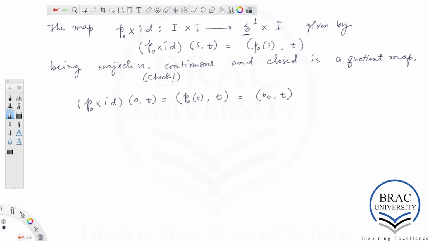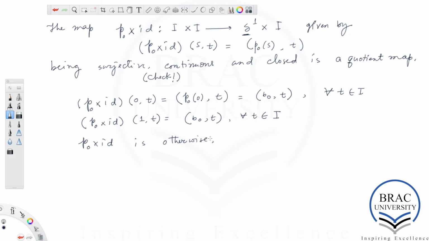And since it ends at the same point B0, since it's a loop, P0 cross ID evaluated at 1, comma t is also B0, comma t. And they hold for all t in the unit interval. Now, P0 times ID is otherwise injective on 0, comma 1 cross I. See that P0 cross ID is a map from I cross I to S1 cross I, okay? So the domain is I cross I.